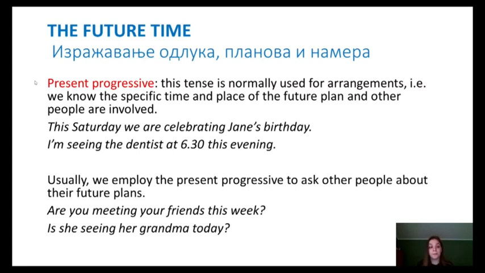This Saturday we are celebrating Jane's birthday and I'm seeing the dentist at 6:30 this evening.